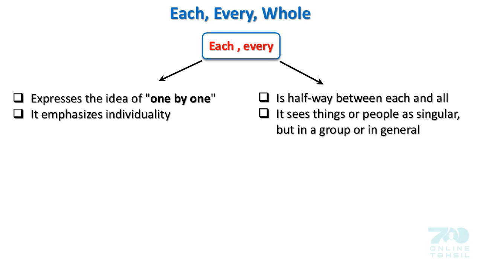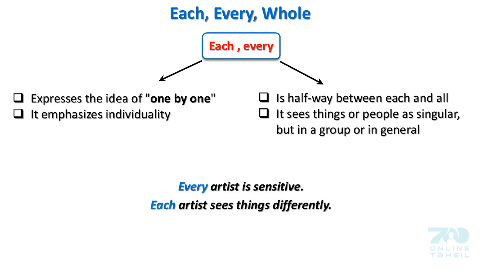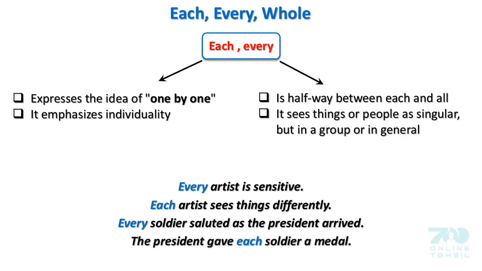Consider the following example sentences. Every artist is sensitive. Each artist sees things differently. Every soldier saluted as the president arrived. The president gave each soldier a medal.